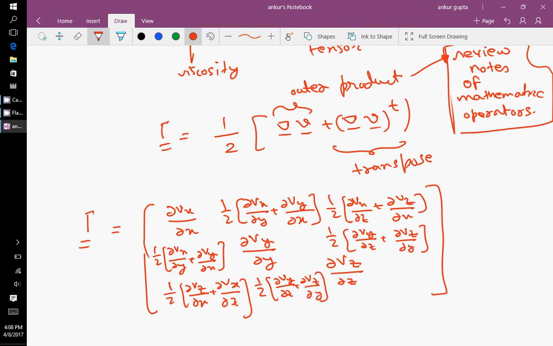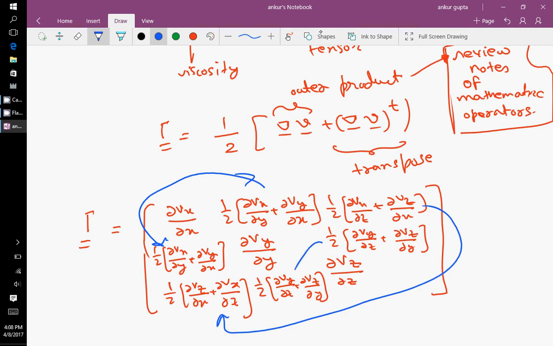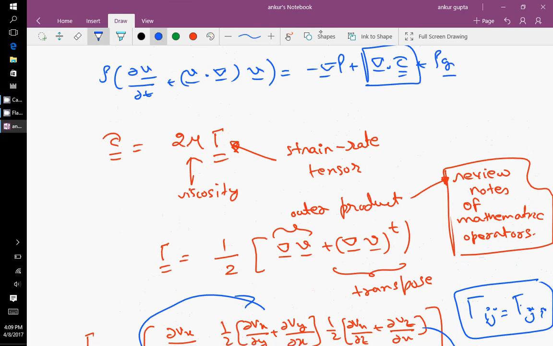The strain rate tensor has 9 elements, but these two values are the same, these two values are the same, and these two values are the same. So basically the ij component is equal to the ji component in a strain rate tensor, and that happens because we have written it in terms of the transpose being added, so it naturally becomes symmetric. So if this tensor is symmetric, the tau tensor is also symmetric.